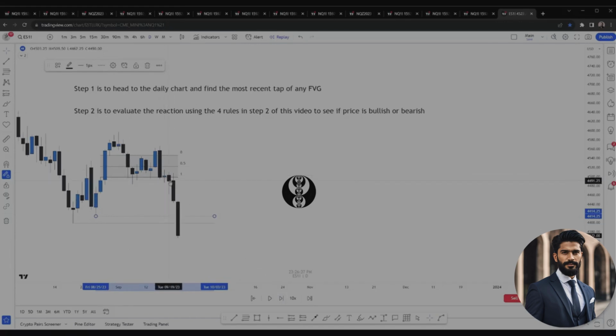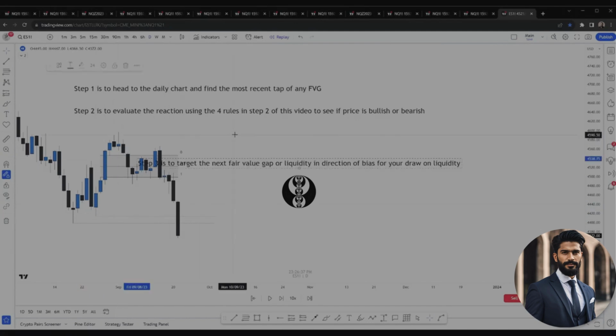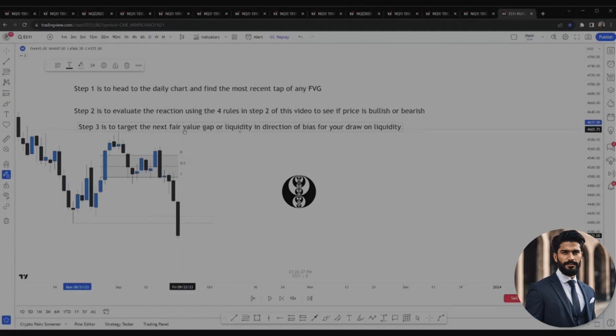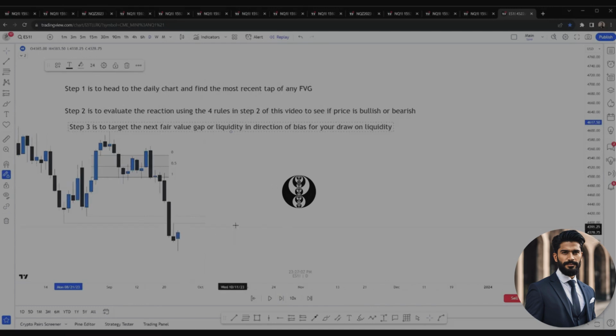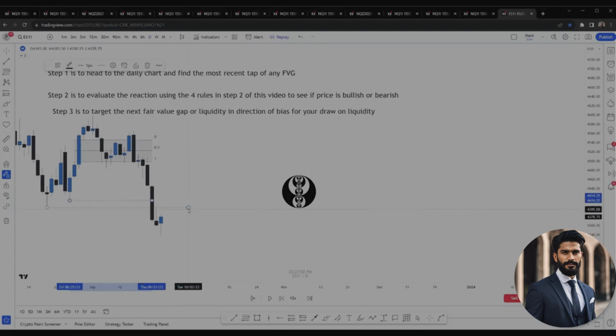You would have been selling the market all the way down into this low, because that is step 3, which is to target the next fair value gap or the next liquidity in the direction of your bias for your draw on liquidity. On all these days, you would have been selling very successfully. So let's see what happens next. The market pops up and has now created another couple of fair value gaps, so you want to map these out.